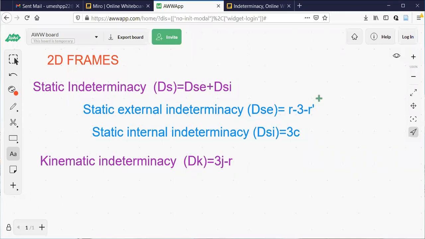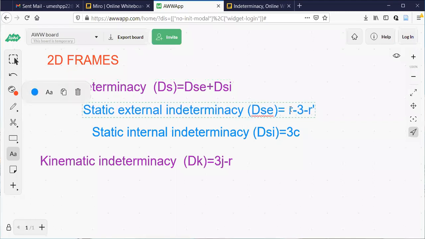Okay. Now see here, 2D frames I have taken. In the previous class, static and kinematic indeterminacies are to be calculated. Static is the sum of these two: static external indeterminacy and static internal indeterminacy. DSE is R minus 3 minus R dash. This R dash we will come to know today. What is R dash? How to make use of this?